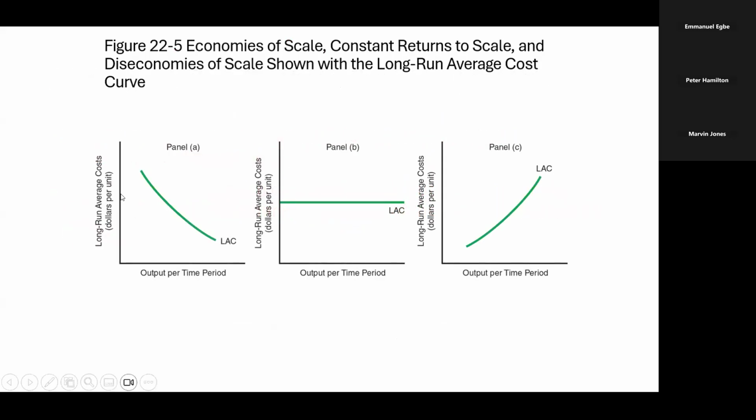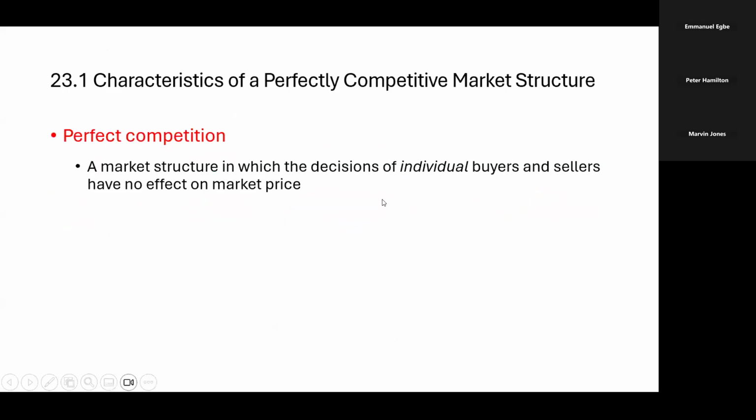Okay, so you can see long run average cost eventually, theoretically, is flat, but it's never flat. Now, what are the implications for the marketplace? What are the implications for the marketplace? Let's provide some assumptions.